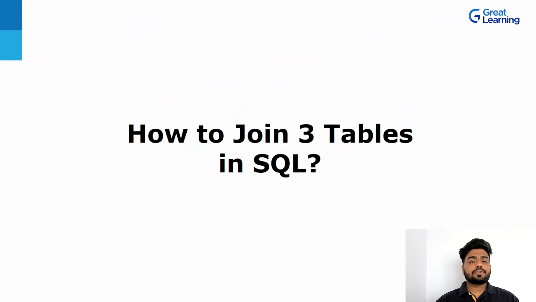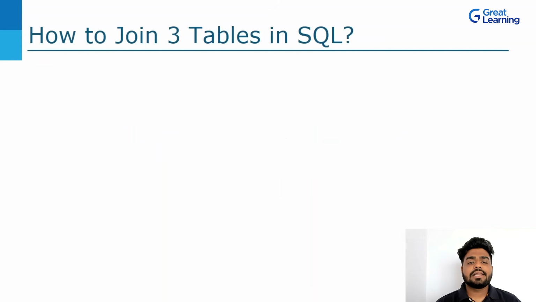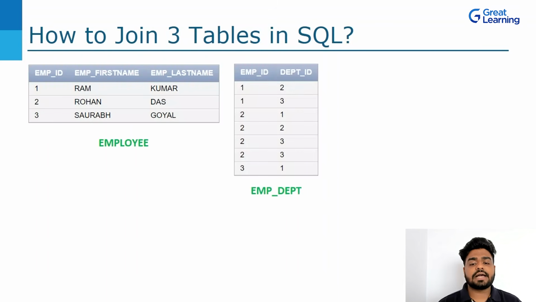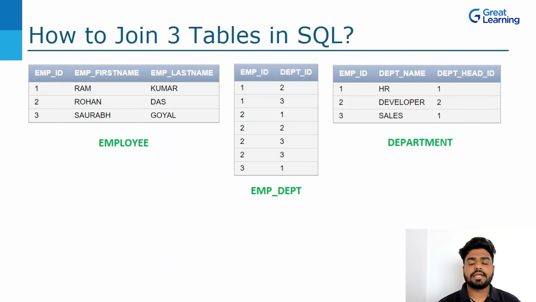Now the very important topic and the last topic in joins: how to join 3 tables in SQL. Let's first consider 3 tables. We have employee, employee department and department. Very small tables for this particular example. In employee we have employee ID, employee first name, employee last name. In employee department we have employee ID and department ID. In department we have employee ID, department name and department head ID.